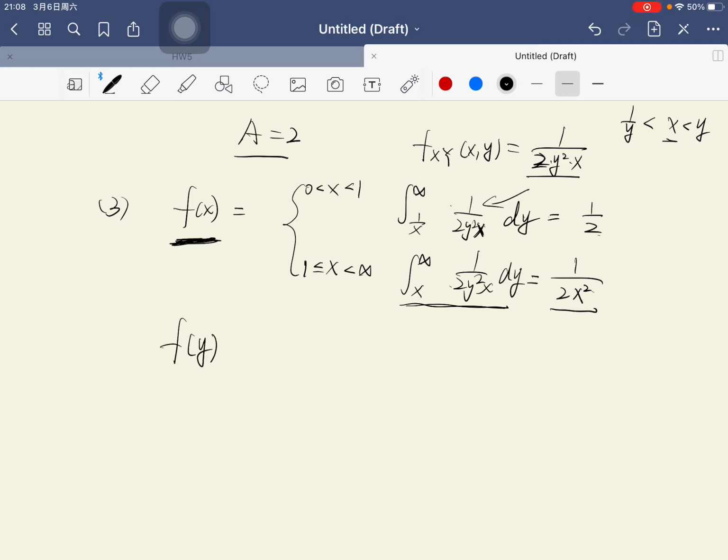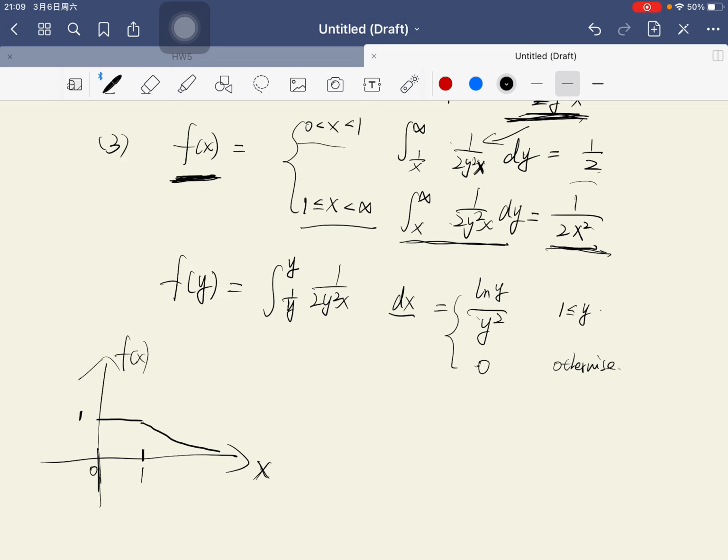So we could draw the two functions. For x, the density function is in two parts. For x from 0 to 1 it is equal to 1, and for x from 1 to infinity it is the curve, and this is the plot of f_X. And for the density function of y, it is from 1 to infinity, and it looks like this.